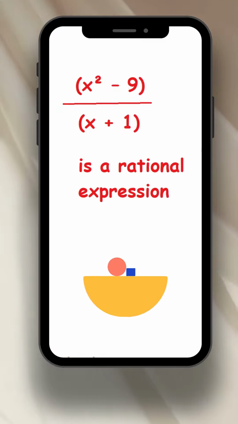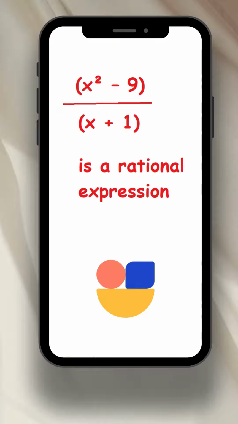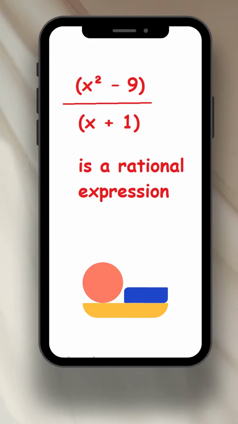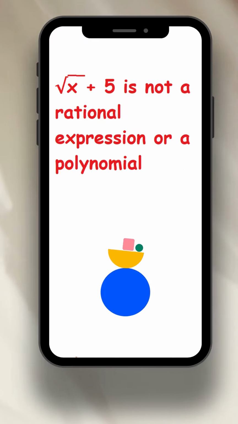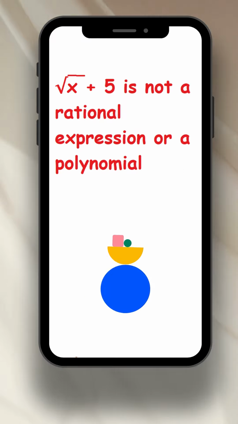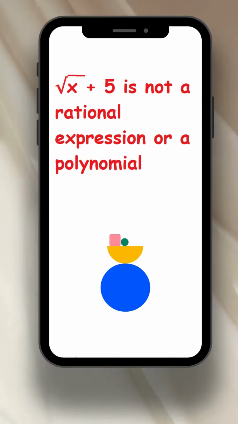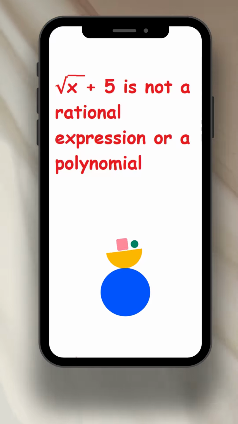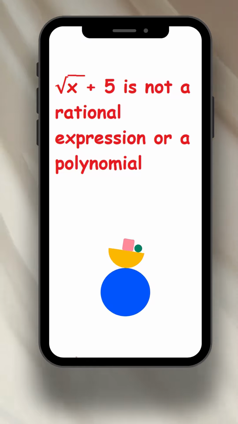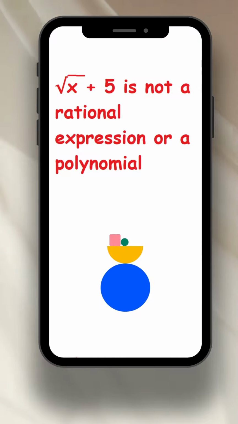Suppose we have an expression where the top part is x raised to the power 2 minus 9, and the bottom part is x plus 1. Both the top and bottom follow the rules of polynomials. So this whole expression is a rational expression. But what if we had an expression like the square root of x plus 5? This is not a rational expression, because it includes the square root of a variable, which is not allowed in polynomials.